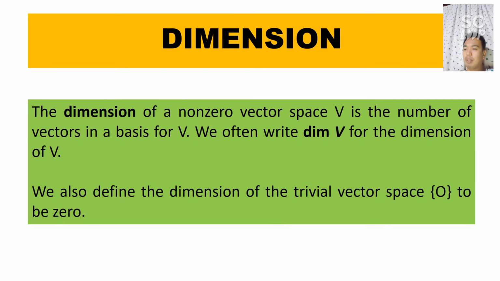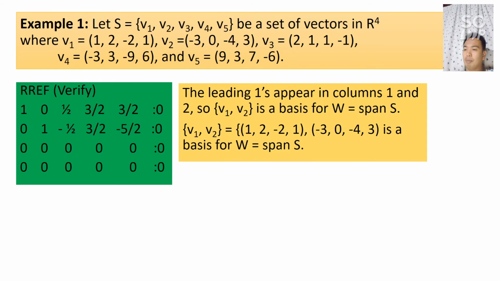So we have next the term dimension. The dimension of a non-zero vector space V is the number of vectors in a basis for V. We often write dim V for this dimension of V. We also define the dimension of the trivial vector space 0 to be 0. So let's have example number 1.